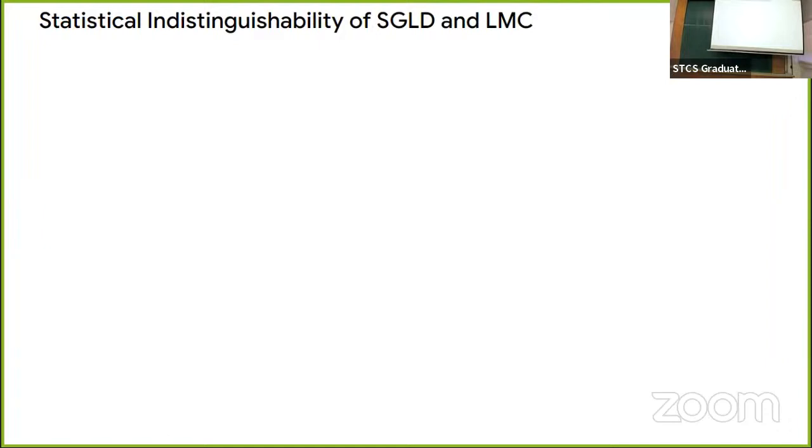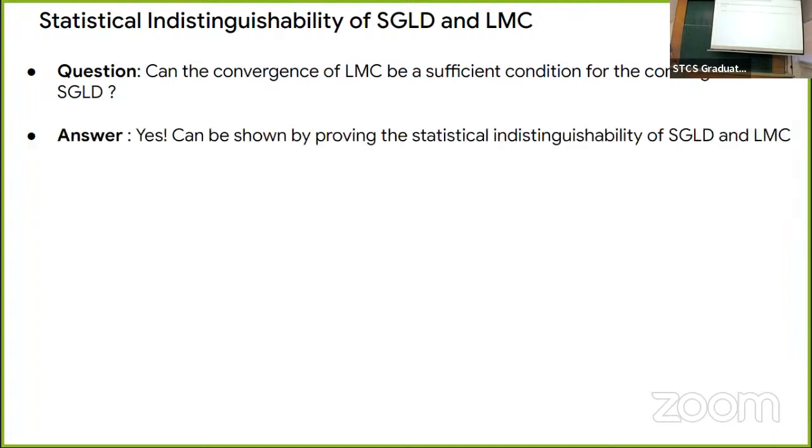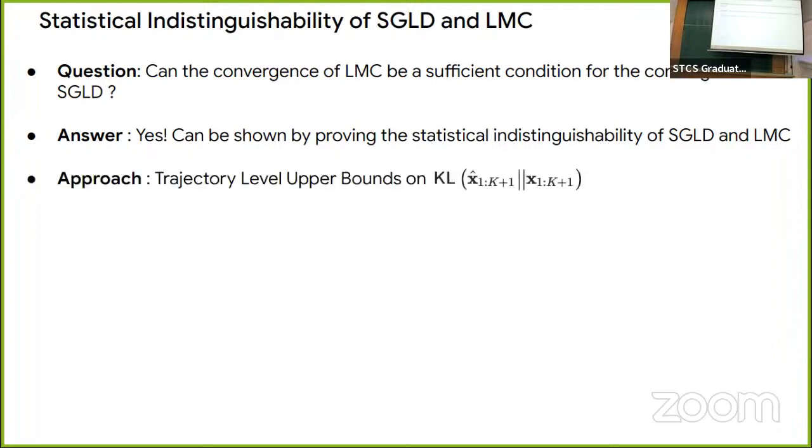Okay, so let's first think about the easier problem, that is, when can LMC imply that SGLD converges? We'll derive unstable rates by using random function representation, and then we'll go to stable guarantees later. So we ask the question: can the convergence of LMC be a sufficient condition for the convergence of SGLD? The answer is yes. It can be shown by showing the statistical indistinguishability of SGLD and LMC. Okay, let's dive into that.